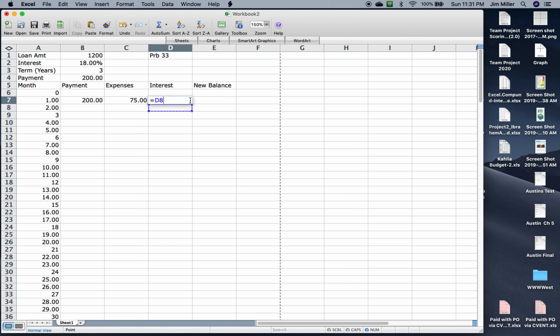The interest will be equal to the new balance, whatever the balance was here. Oop, not that. This balance times that box always.